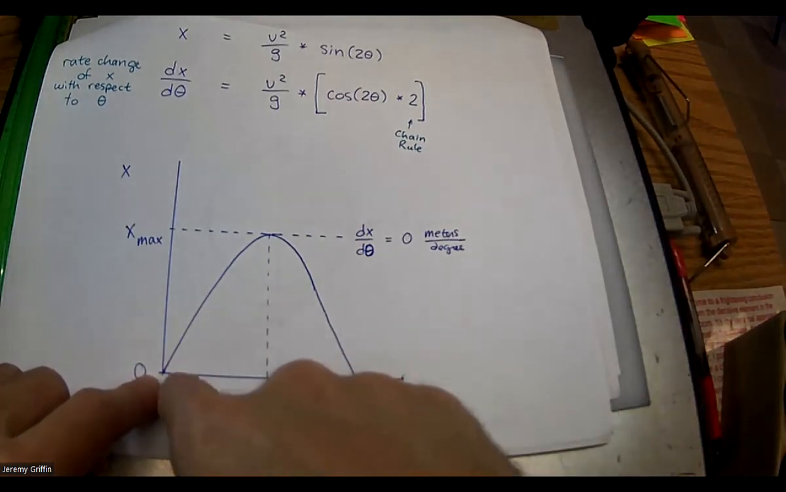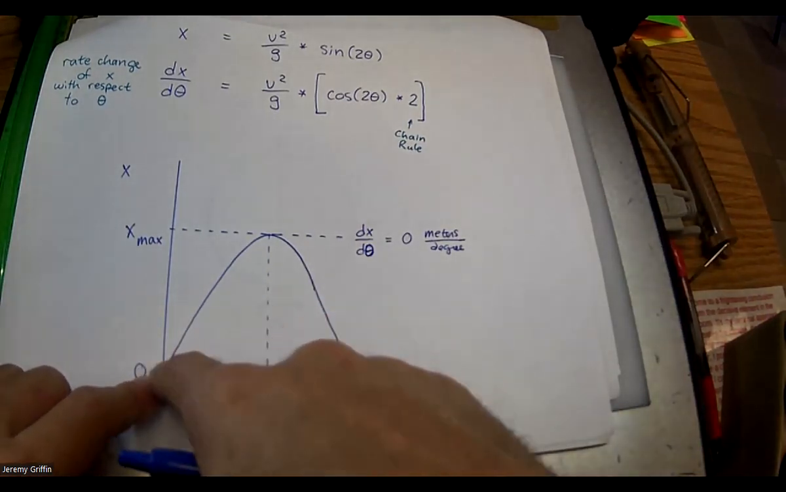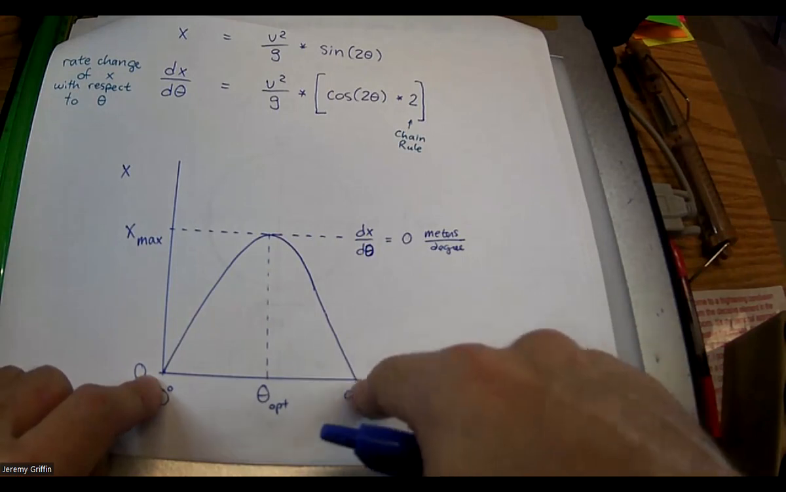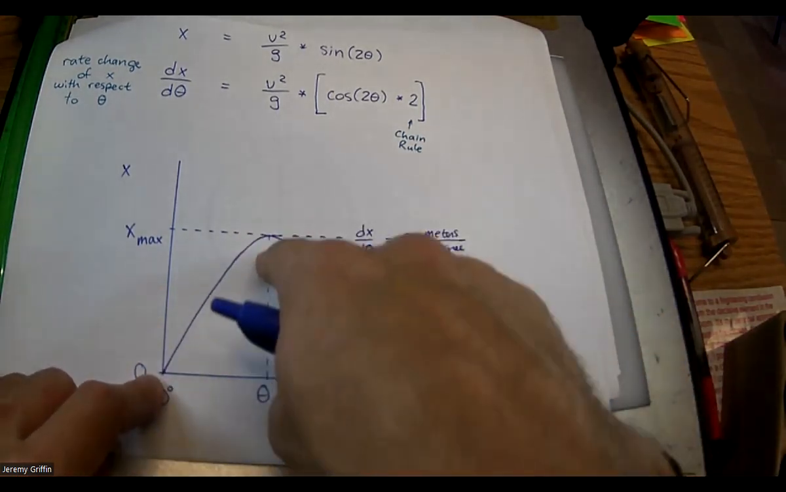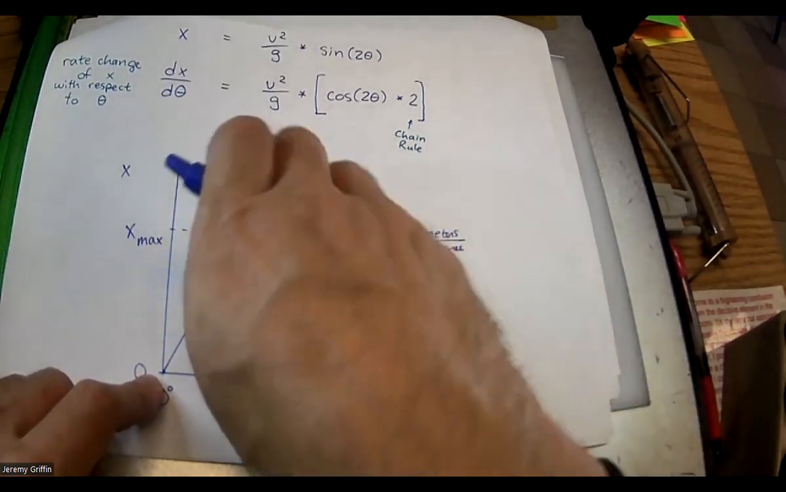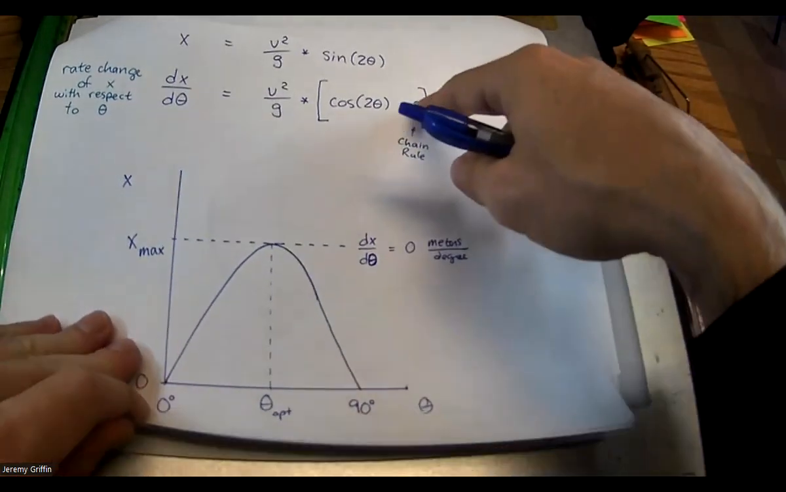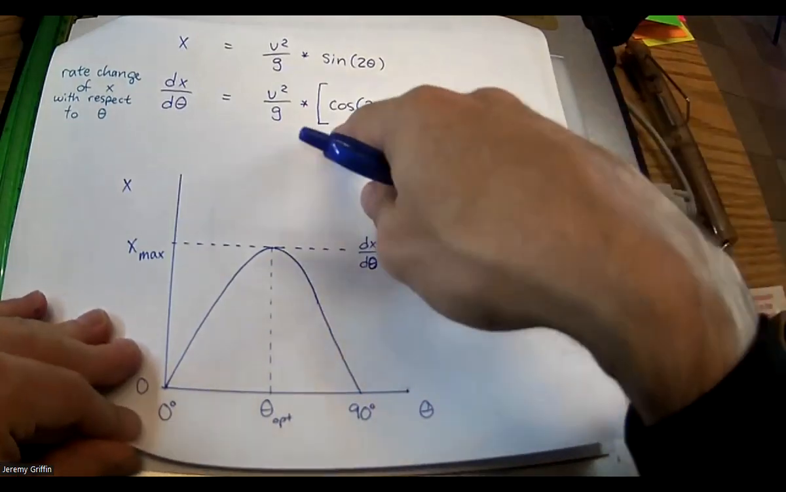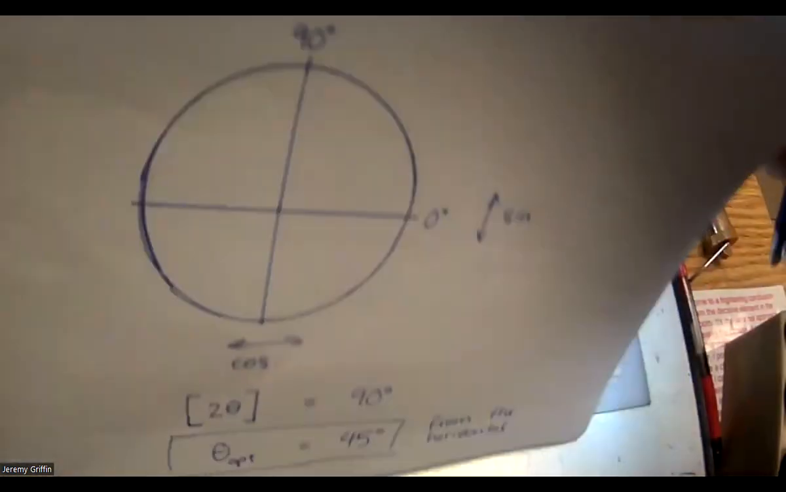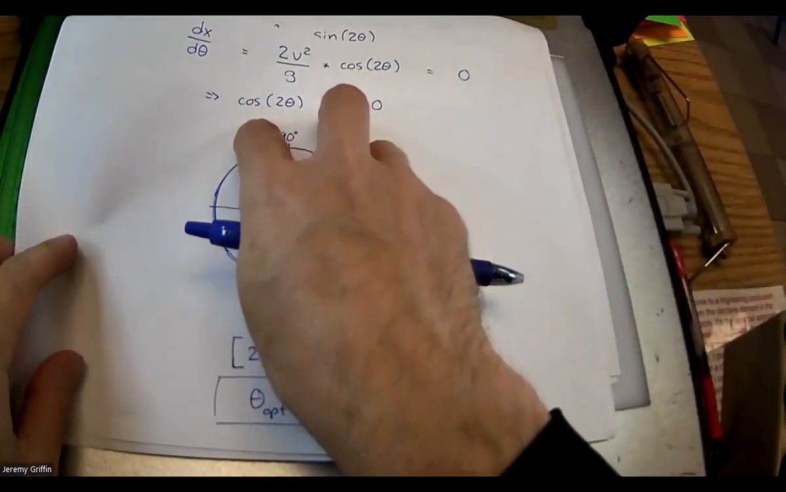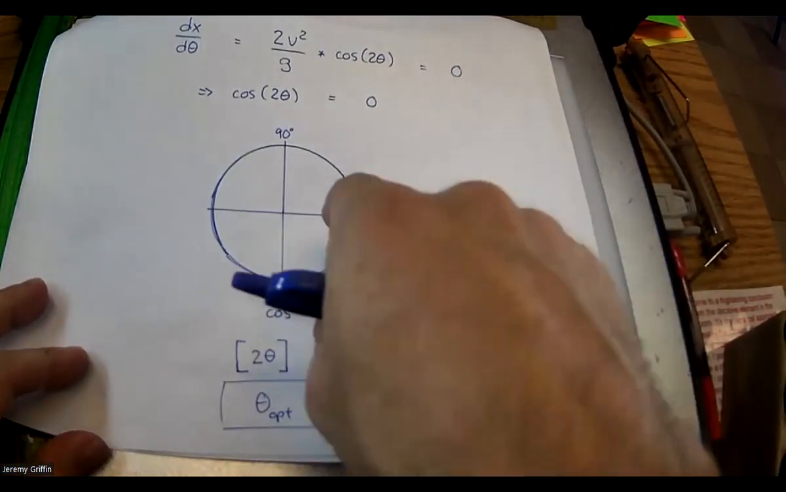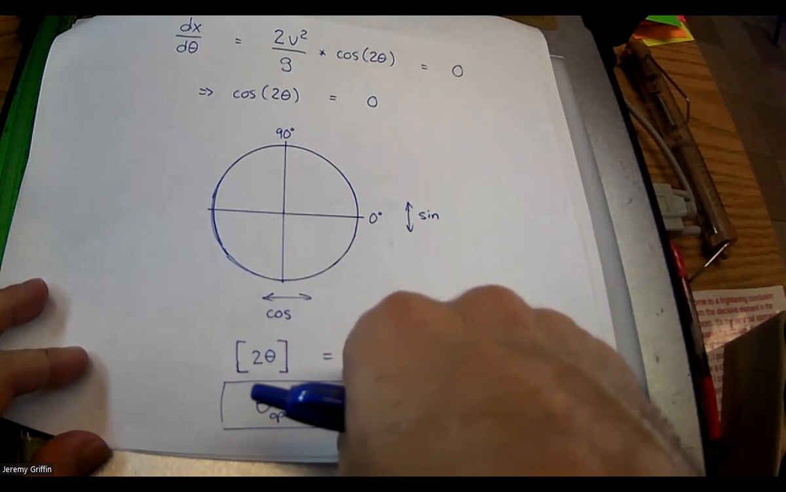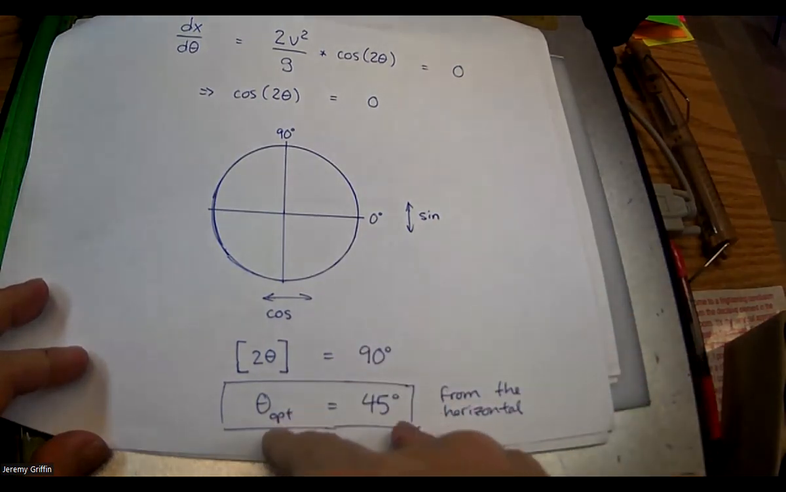If I throw it at 0 degrees, it's not going to go far. If I throw it at 90 degrees, it's going to come back and also go 0. But what's the angle I can pitch it at to go the furthest distance? Well, the rate of change of that curve would be 0. So you need a rate of change equation, which you get from calculus. Set that equal to 0. You get cosine of the double angle equal to 0. Therefore, the double angle itself must be 90 degrees, because that's where cosine is 0. So you can solve for the angle: 45 degrees.